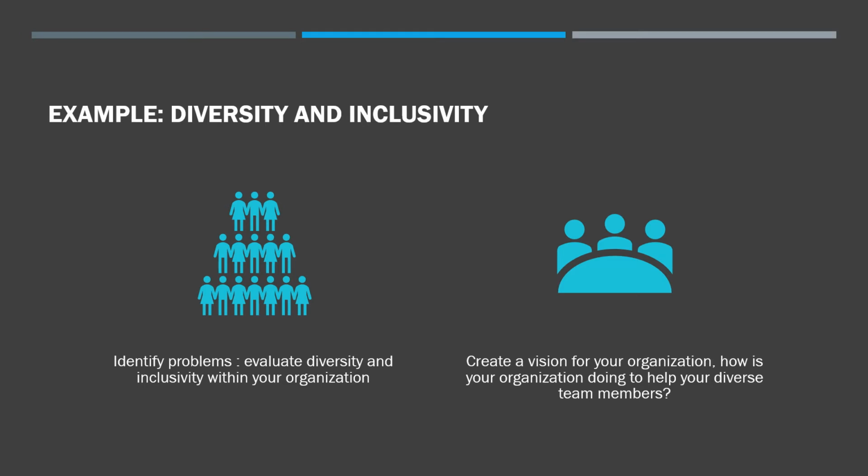Let's use the topic of diversity and inclusivity as an example. This year, we as a nation experienced tragic events of racism and discrimination. As a leader, you must identify that this is a problem within your organization, even if you believe that it's not. There are ways to identify what you could do to prevent discrimination within your organization and how to improve your diversity rates. Next is to create a vision for what you would like your organization to become.